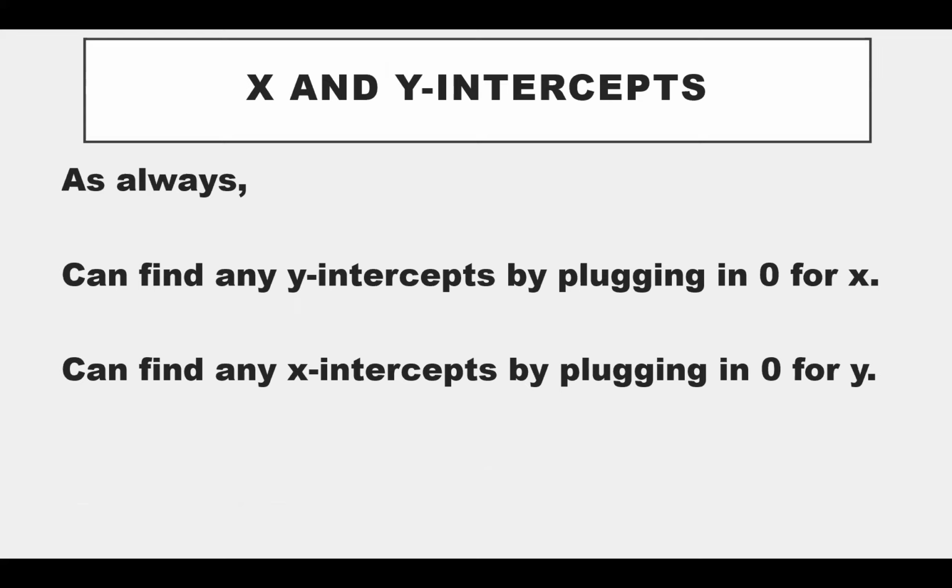So horizontal and vertical asymptotes of rational functions are important. Also, x and y intercepts of rational functions are important. As always, if we want to find y-intercepts, we can do so by plugging in 0 for x. If we want to find x-intercepts, we can do so by plugging in 0 for y.